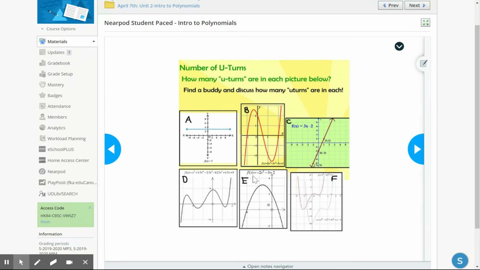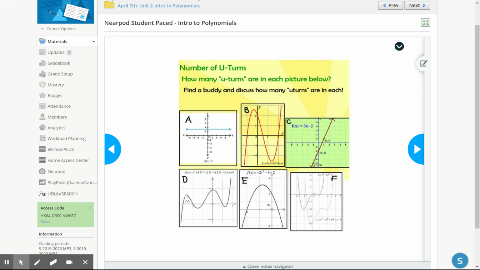And now here's an example of a lot of different graphs. How many U-turns do each of these have? Well, the graph at A is just a straight line. There aren't any U-turns. That's like I went from point A to point B without making any turns, okay? For B, that's similar to what we just saw on the last slide. I go up, and then I come down and go back up. So that means it has 2 U-turns. If we look at graph C, that again is another linear function. It is a straight line. So it has no U-turns.